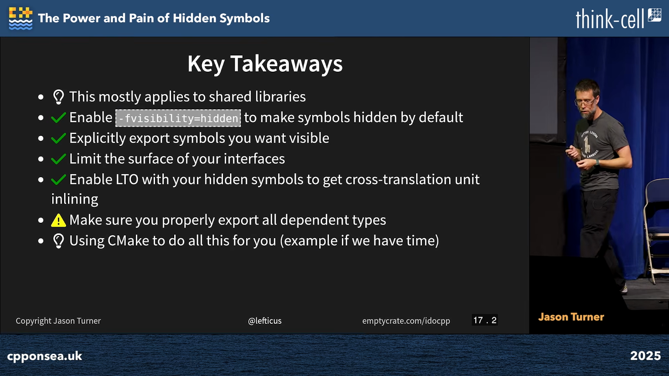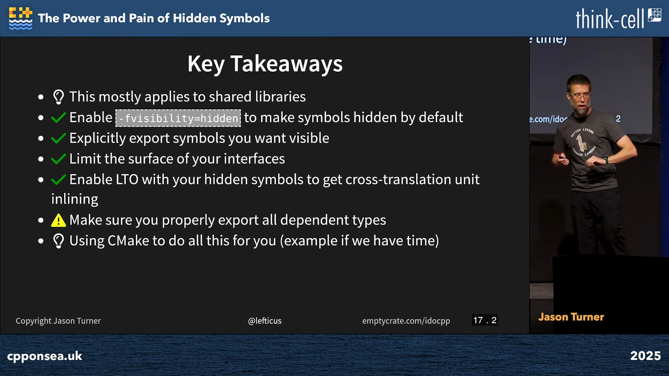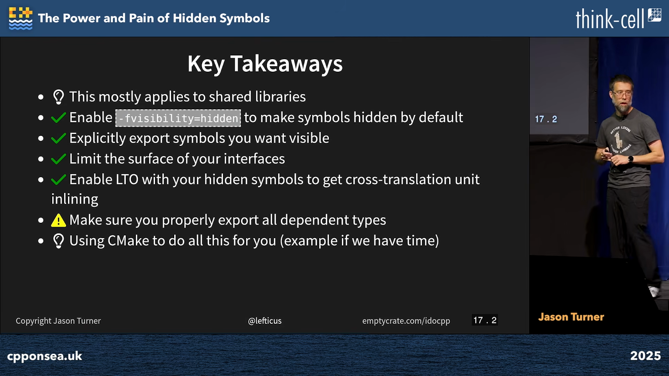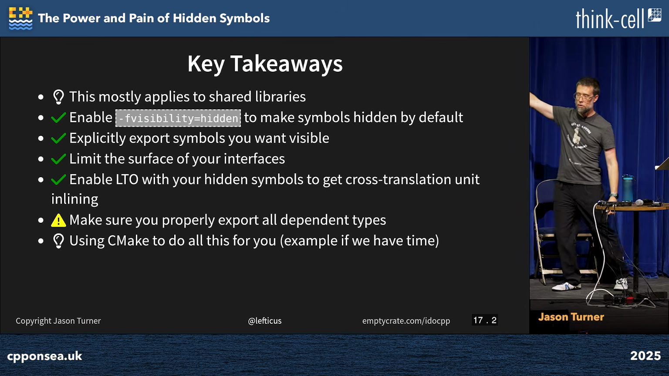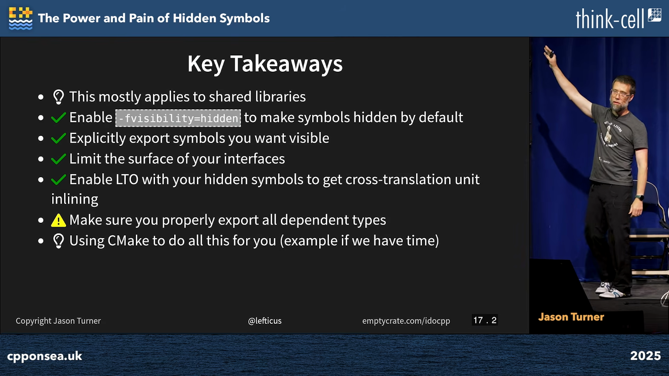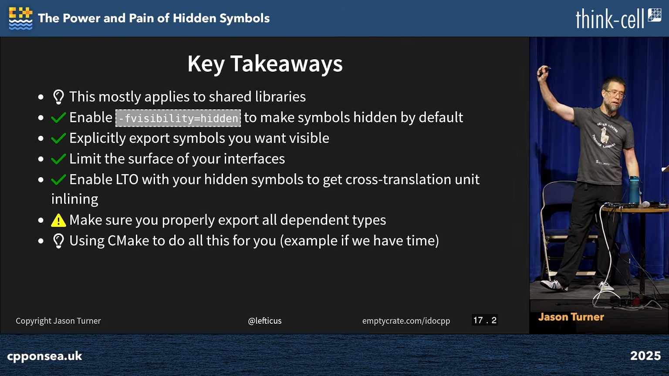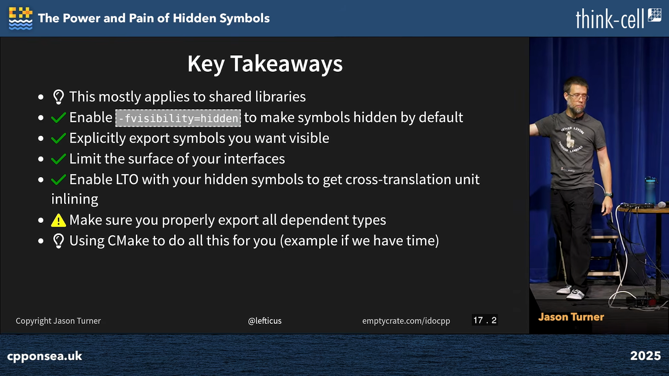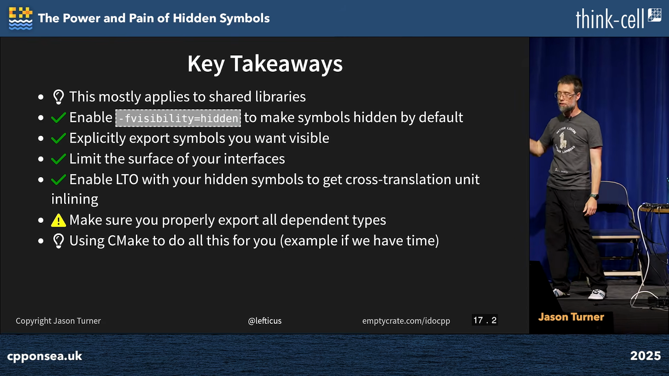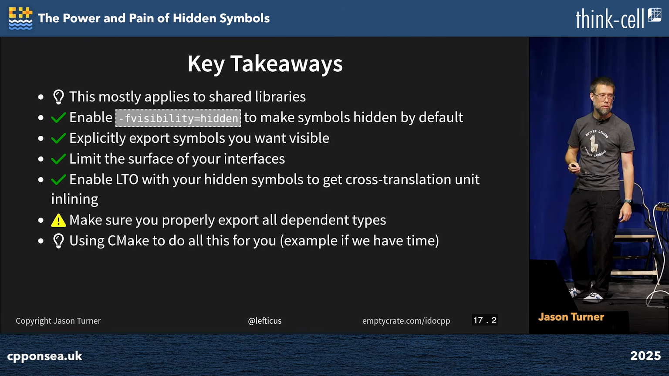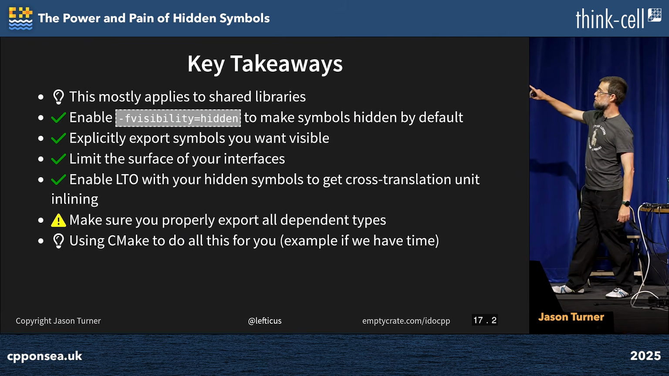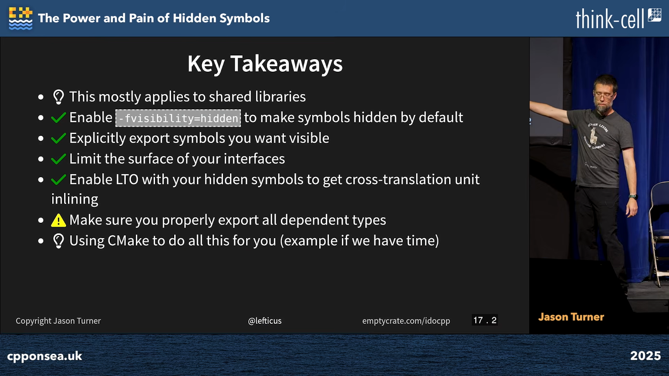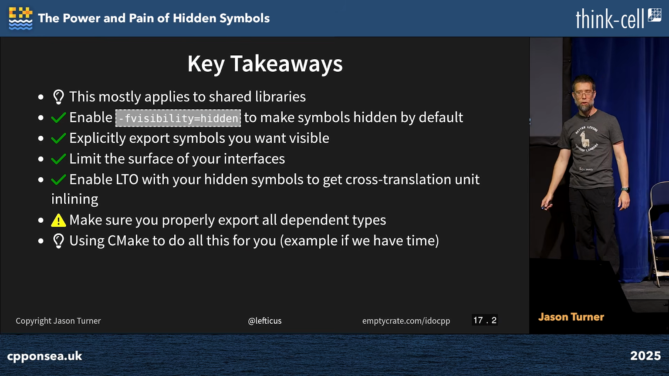Key takeaways. This mostly applies to shared libraries. Start by making visibility hidden to make your symbols hidden, explicitly export the symbols you want visible, and limit the surface of your API. Enable LTO with hidden symbols to get that cross-translation unit performance boost. Make sure you properly export all your dependent types, and let CMake do the hard work for you.